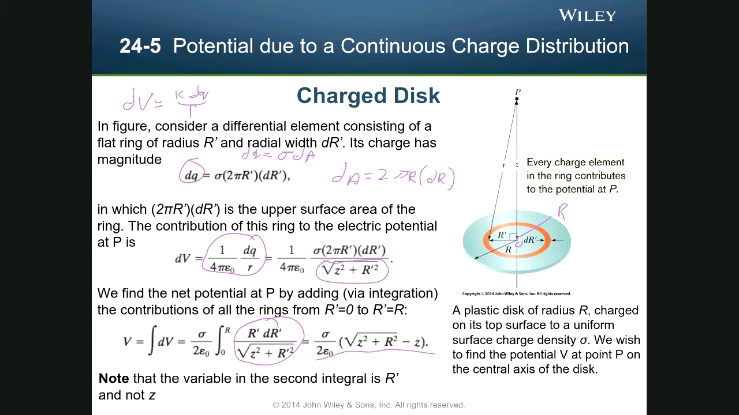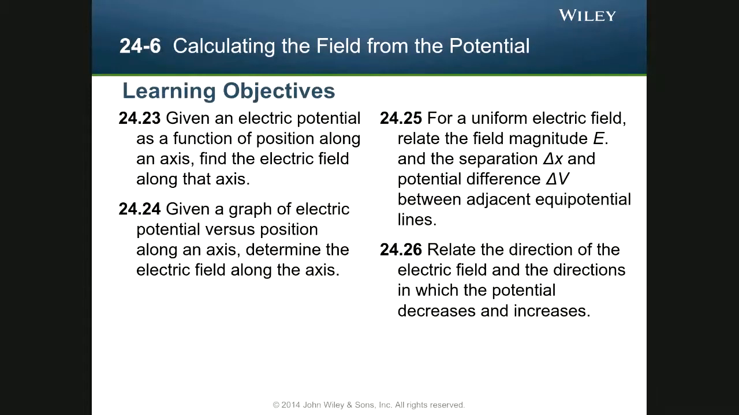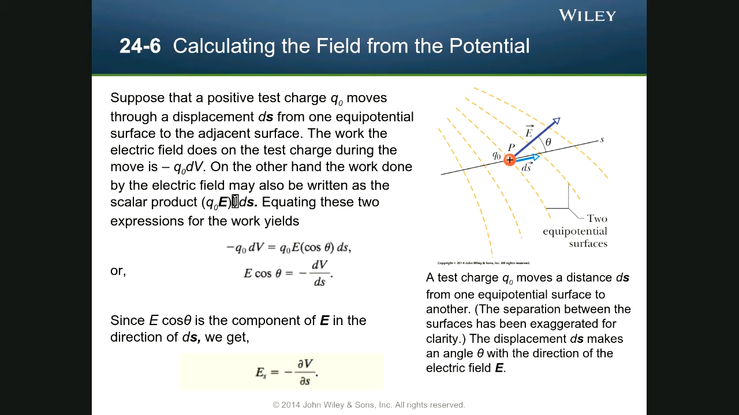Okay. So let's go forward a little bit and talk about calculating the field from the potential. Now, it shouldn't surprise you that if you have the potential, so we've already done, given E, right, we already know that V equals the line integral of E dot ds. Of course, I'm off by a minus. That's fine. But it shouldn't surprise you then that given V, finding E requires you to take a derivative. All right? And what you find here is that the negative sign is still preserved.